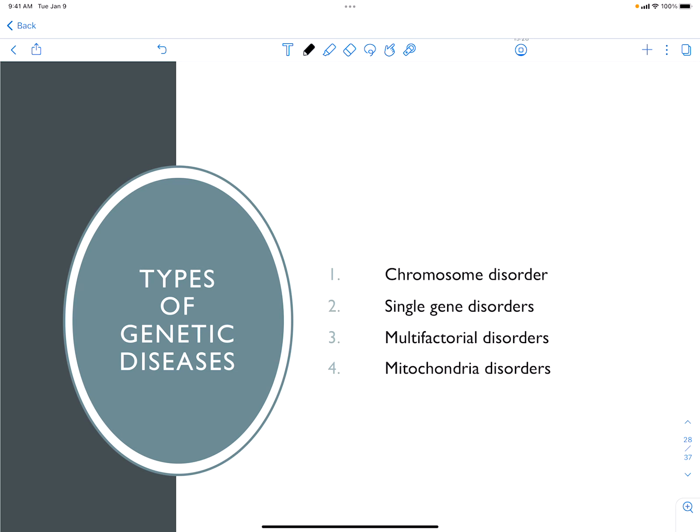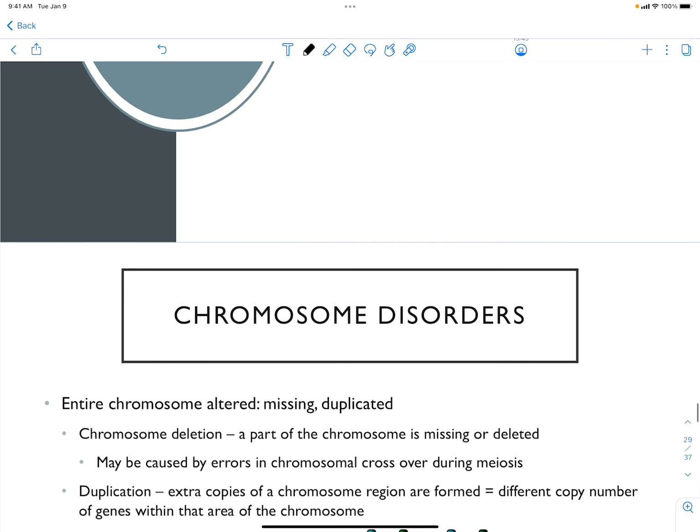All right, so now let's talk briefly about, just in general, the different types of genetic diseases. So we're going to go through each of these individually. We're going to go through chromosome disorders in general, single gene disorders, multifactorial, and mitochondrial disorders. And so let's start first with our chromosome disorders.